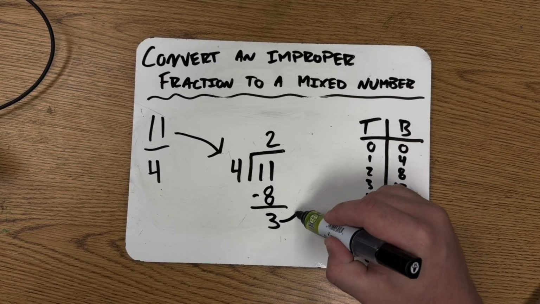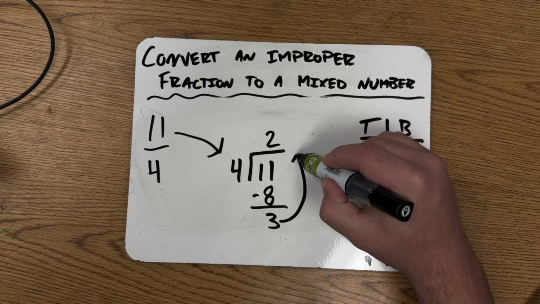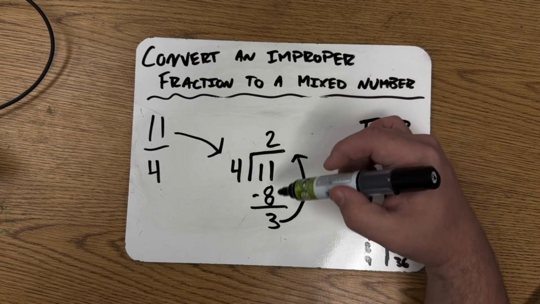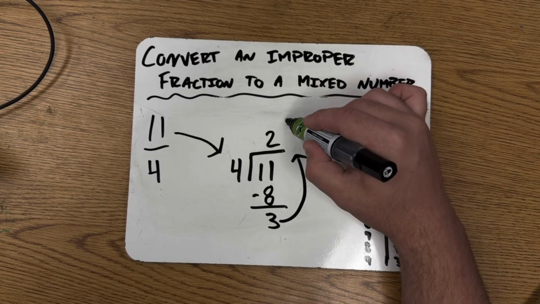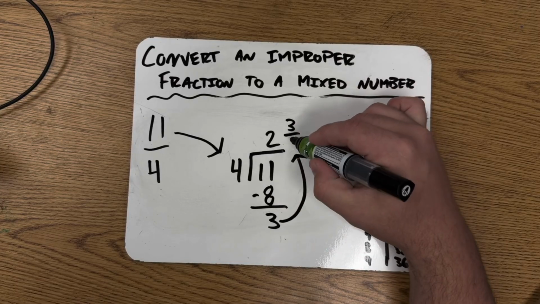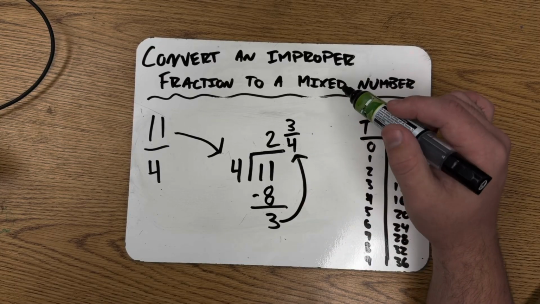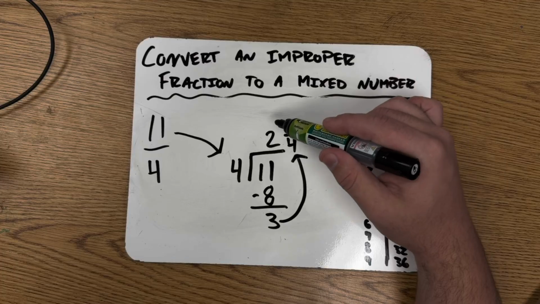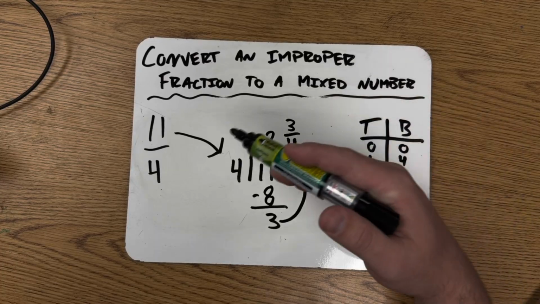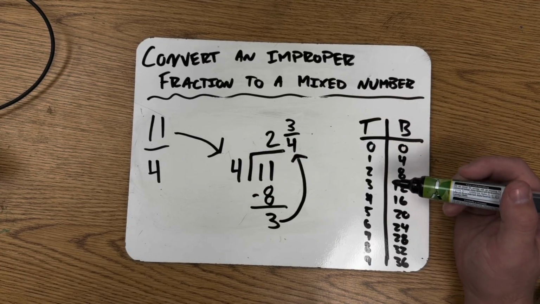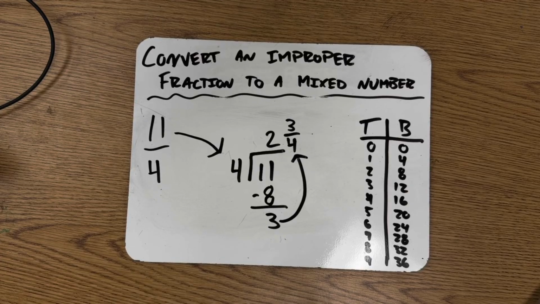Now all I need to do is bring this back up top and set it as my fraction. My 3 is going to be my numerator. My 4 is going to be my denominator. And so I end up with the answer of 2 3/4, just like we did a few minutes ago when we decomposed our number into wholes.